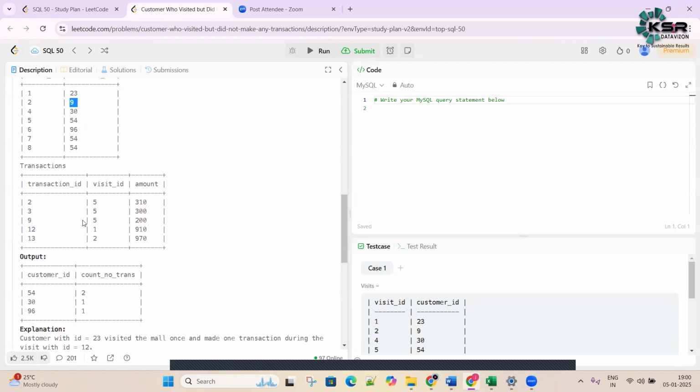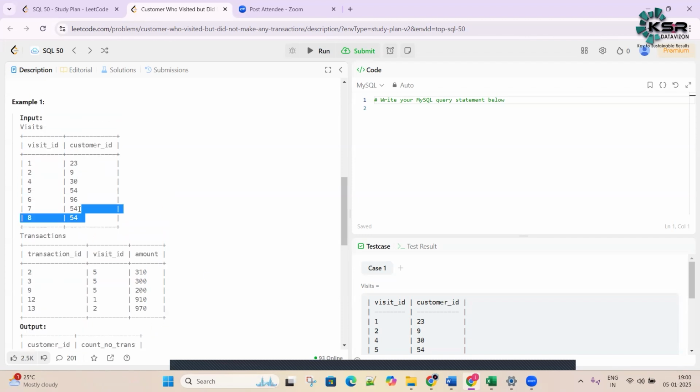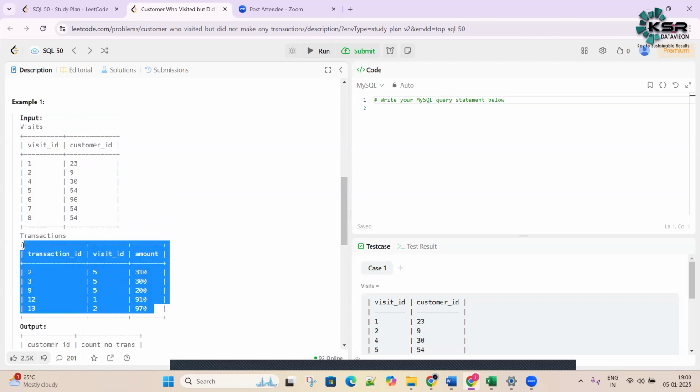So this is the output. Now that means 54 has visited 2 more times, but he doesn't do any transaction. So we need to get these two counts. And the customer 30, he visited at 4, but I don't see any transaction done. So we need that one count. And also 96, when he visited, he has not done any transaction. We need that one. So it's a clear case of left join where we need to do the left join of these two tables. And we need to fetch what? The times which he has visited and not done any transaction. So we got the where condition: transaction is null. We have to find that out.